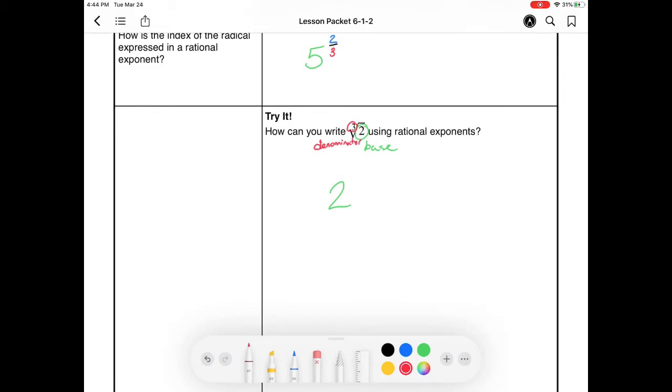But it looks like we're missing something. What are we missing here that we didn't have in part B of our example? That's right, our numerator. What do you think the numerator is if we don't have a number as our exponent inside the radical symbol?